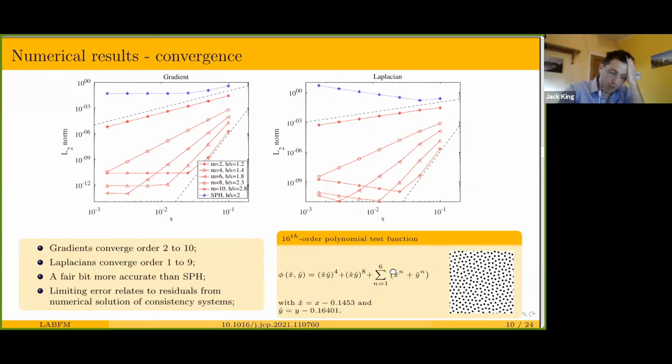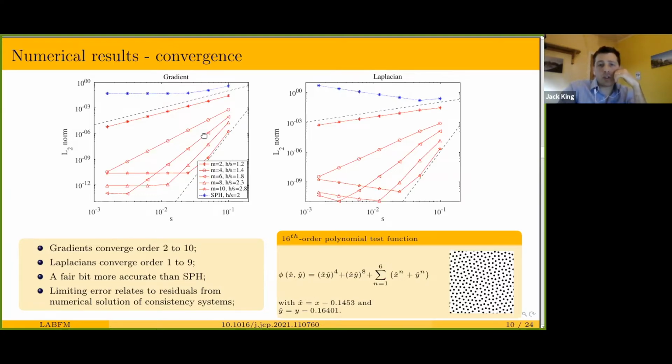So first we look at convergence when approximating the derivatives of a function. For our test function, we look at a sort of pseudo-random 16th order polynomial over a unit square on a node distribution which is disordered and fairly typical of what we'd get in an SPH simulation. These shifts that I've applied to the polynomial are the sort of random part, just to ensure that there are no symmetries cancelling out any errors. It's basically to make it a slightly harder challenge for the method.